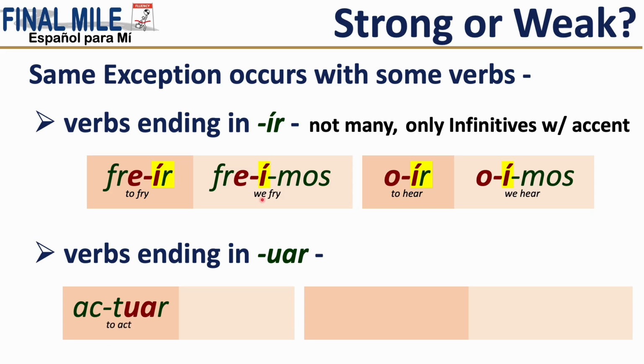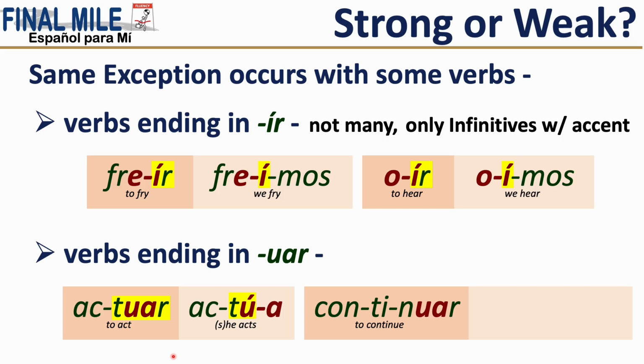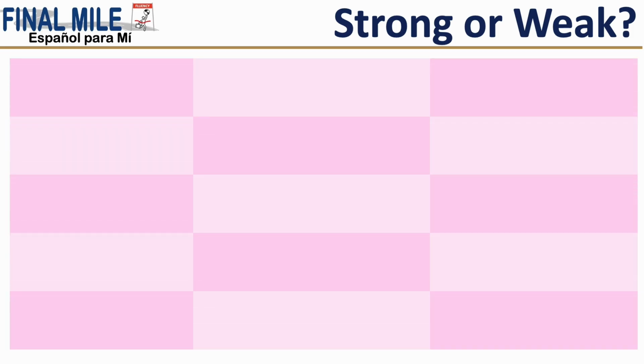Verbs ending in UAR, in their conjugated verb forms, they get accents. Actuar, actúa. Continuar, continúo. Okay, so when they get the accent, that weak vowel becomes strong and gets separated from the next vowel. Let's practice some of those words. Give it a shot.